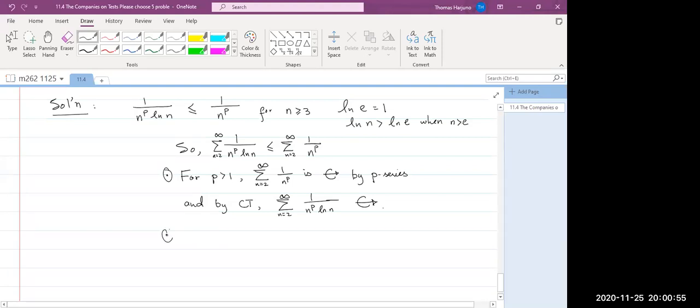Let's say when p equals 1, what happened? For p equals 1, the series will be 1 over n ln n. I think we can do the integral test. Let f(x) be 1 over x ln x. f(x) is positive for x greater than 1, and it is decreasing.